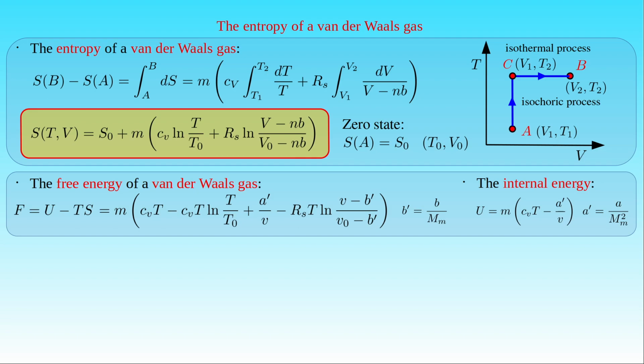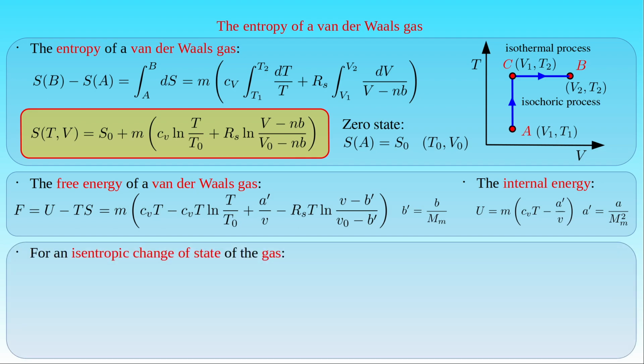Now we consider an isentropic change of state in the case of a van der Waals gas, that is where the entropy of the gas is constant during the thermodynamic process, or in other words, the change in the entropy of the gas brought from the initial state A to the state B vanishes.